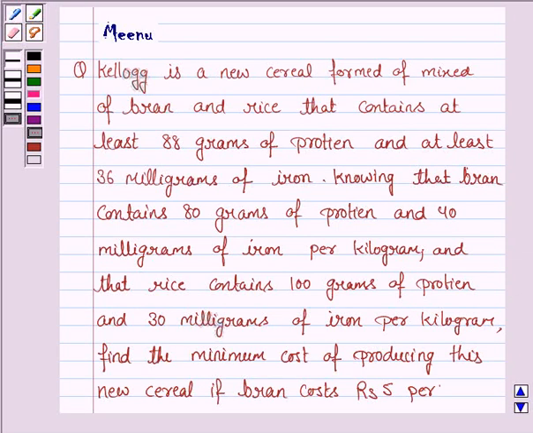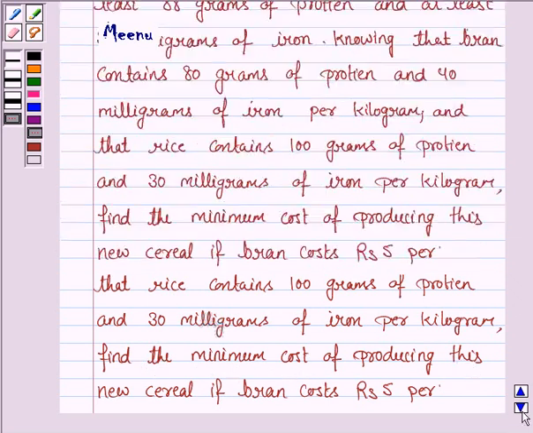It says Kellogg is a new cereal formed of a mixture of bran and rice that contains at least 88 grams of protein and at least 36 milligrams of iron. Knowing that bran contains 80 grams of protein and 40 milligrams of iron per kilogram, and that rice contains 100 grams of protein and 30 milligrams of iron per kilogram, find the minimum cost of producing this new cereal.